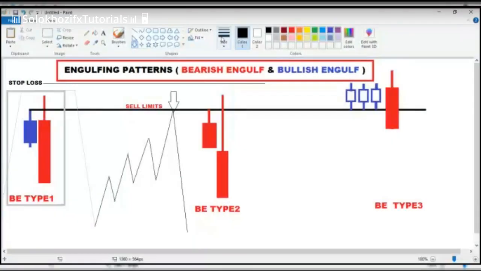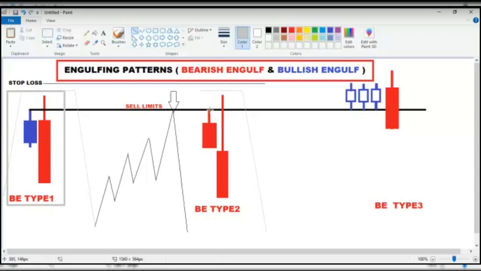Okay, so when price comes back for the first time also, and again, this is your base. Sorry. This is your base, and then this is your drop. And then around your base you find this type of candlestick. Okay, this bearish engulfing type 2.